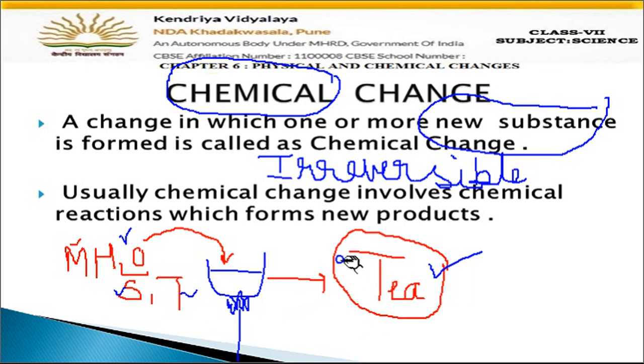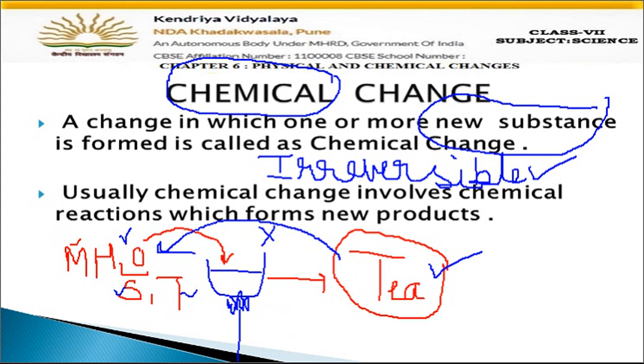And from this tea, you cannot get back all the original substances. Can you get back milk from tea again? No. Can you get back sugar from tea again? No. Can you get back water from tea again? No. Okay, so it's an irreversible change. Right? It cannot be reversed back. You cannot get back the original substance from the new substance. So such type of change is called the chemical change.